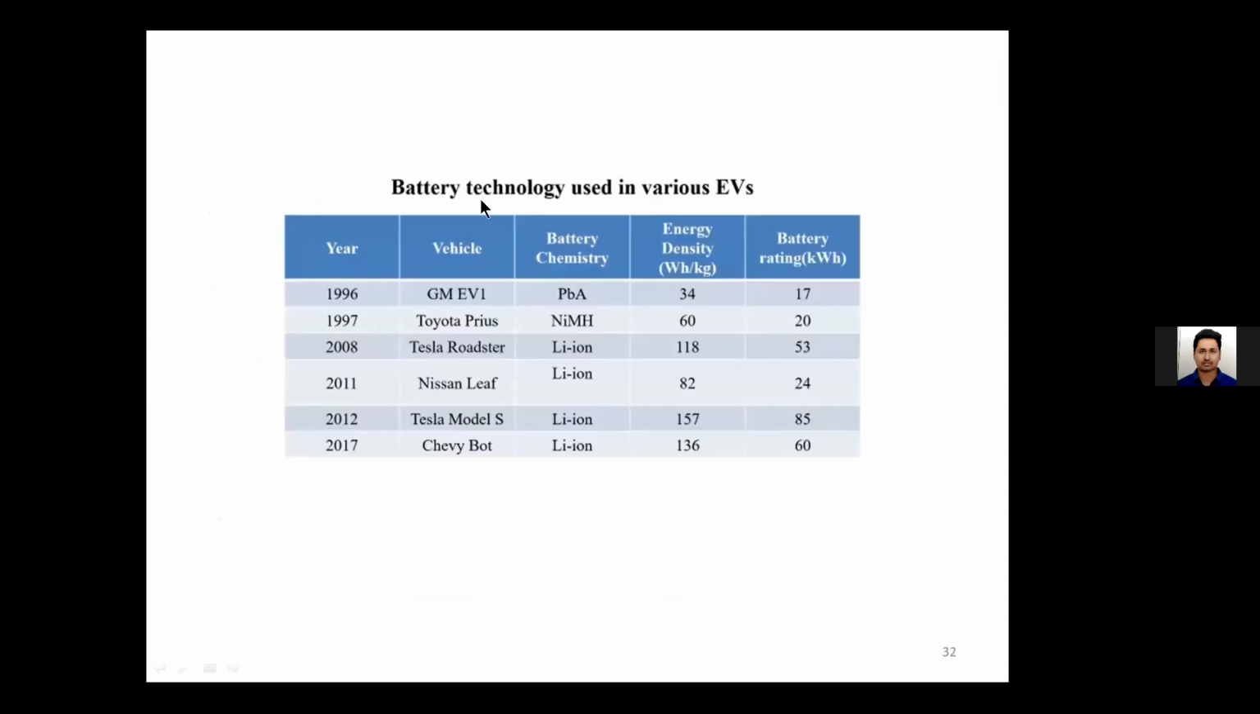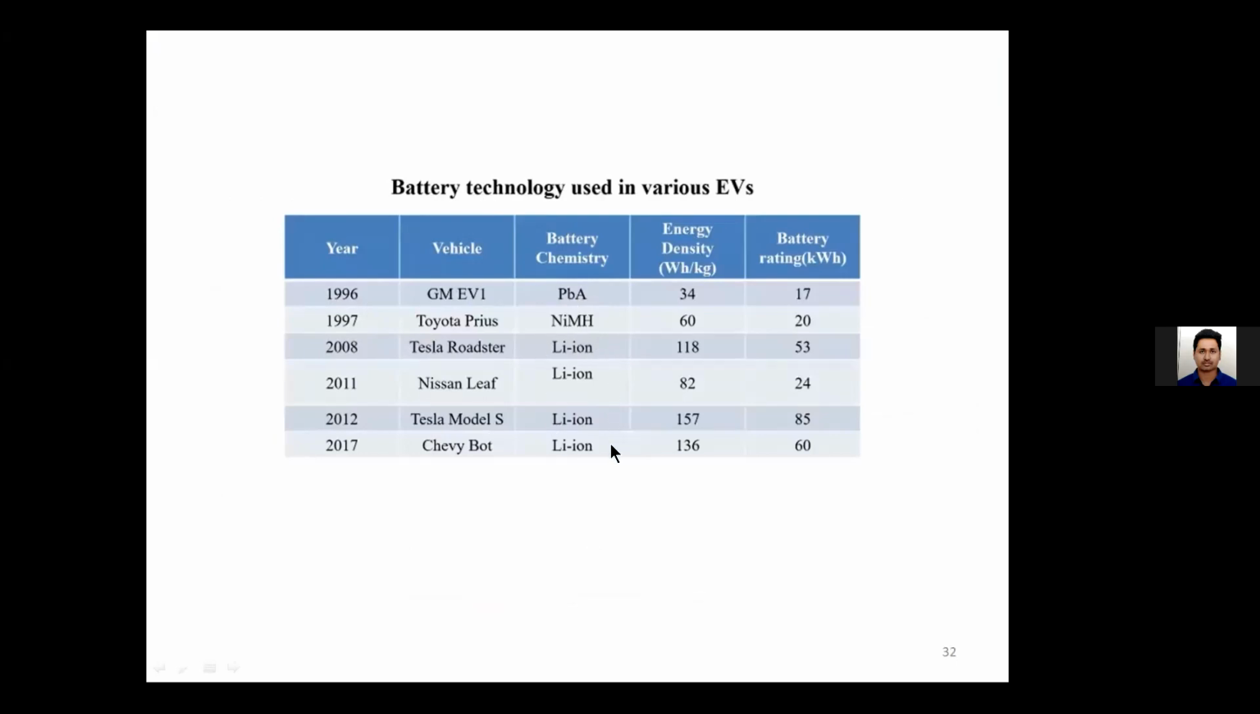So here we can see the battery technology used in various EVs from the year 1997. It's mostly lithium ion. Beyond 2008, it's mostly lithium ion. Previously, we used to use lead acid based or nickel metal hydride. But after 2007 or 8, there is complete dominance shown by lithium ion batteries.